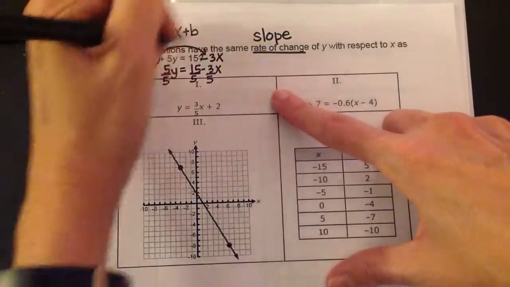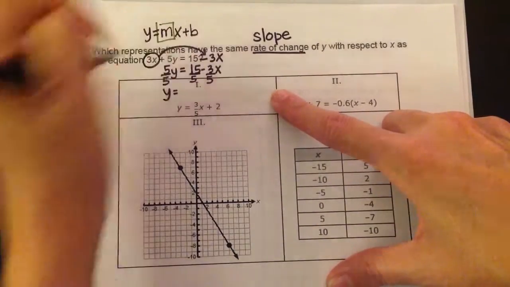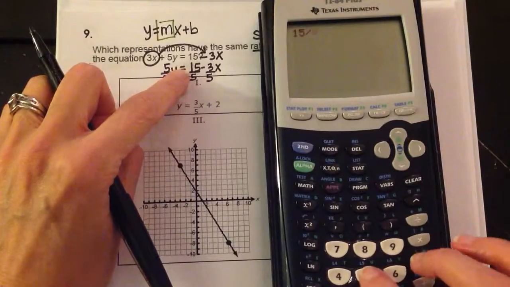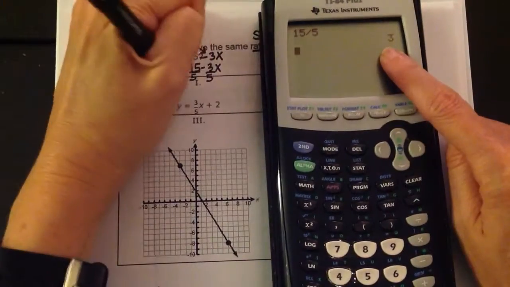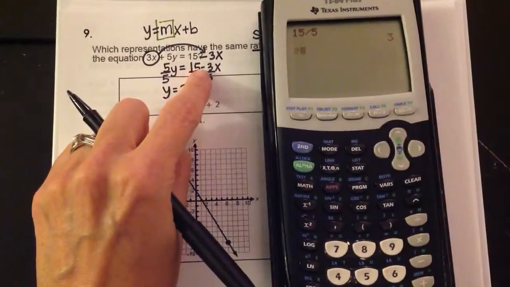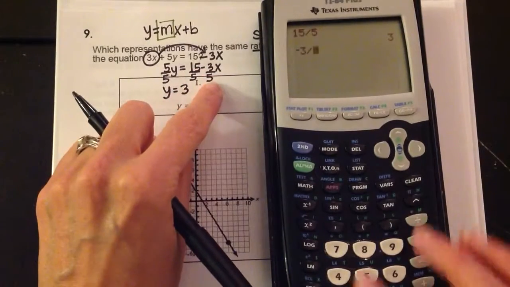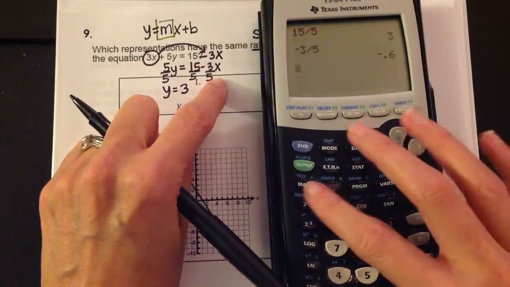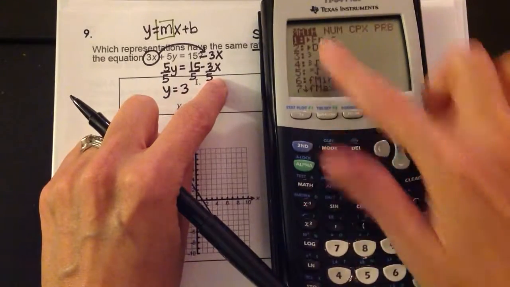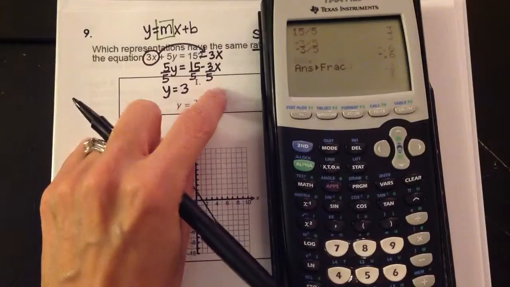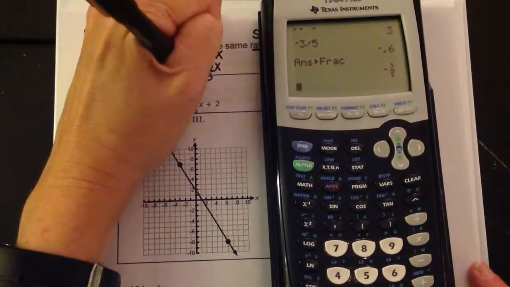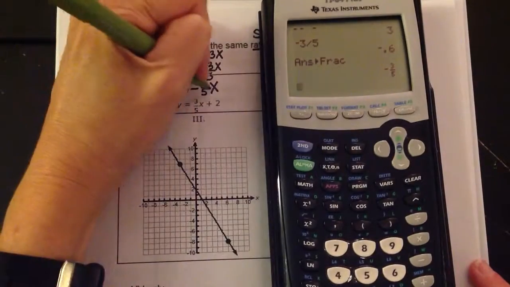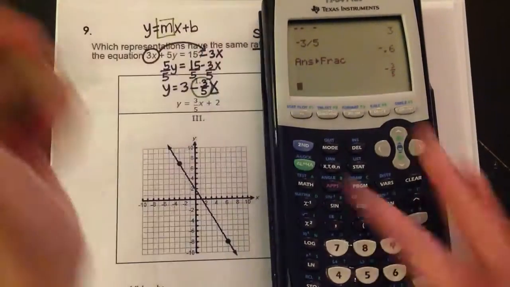And now I'm going to get y equals, so now I've got to do some division. Okay, so I've got 15 divided by 5, and that's going to give me 3. And then I have a negative 3 divided by 5. And remember, since this is beside the x, it's going to be my slope, and I want this as a fraction. So I'm going to say math, option 1 for fraction, and it's going to be minus 3/5 because my slope is negative. Okay, so now I know my slope. Find the x, my slope is negative 3/5.